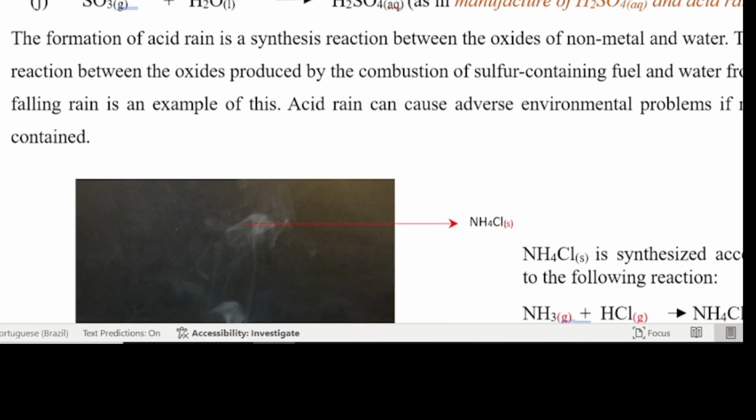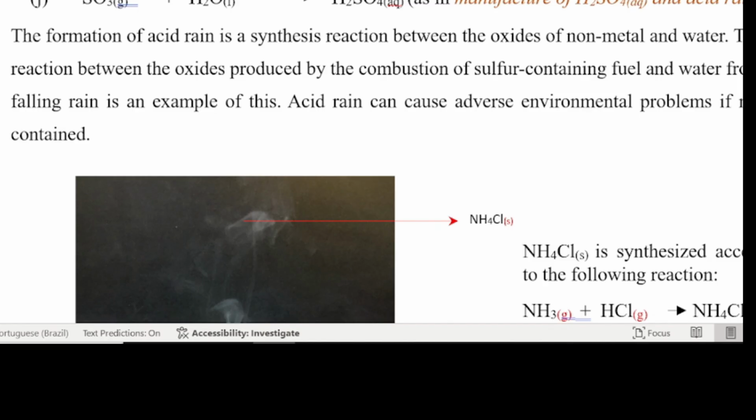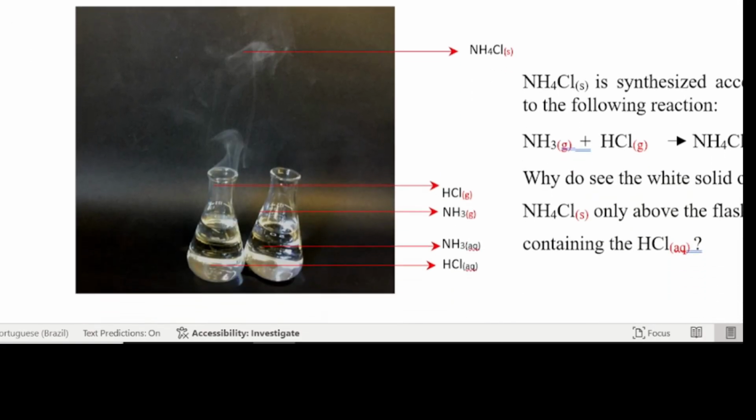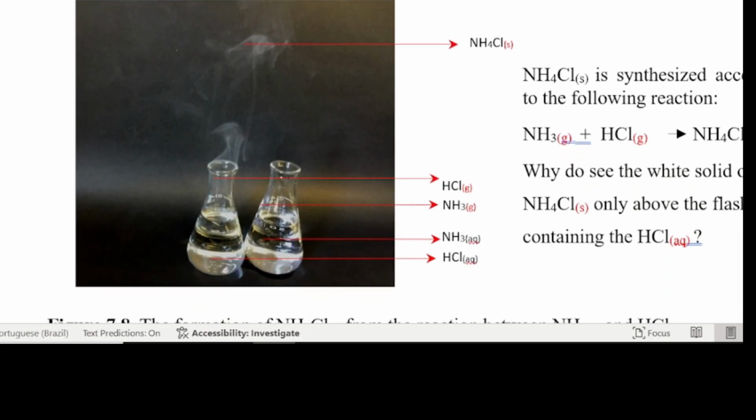Talk about acid rain again. Sometimes in the atmosphere, when sulfur is burned, it gives sulfur dioxide, and it can change to sulfur trioxide too. And then when that reacts with water that's there, it forms acid rain. So this is one that I captured on my phone here.